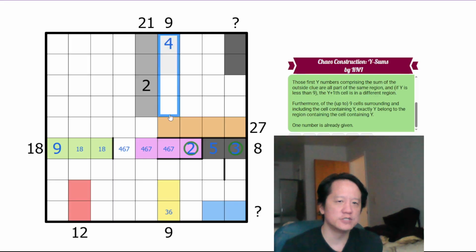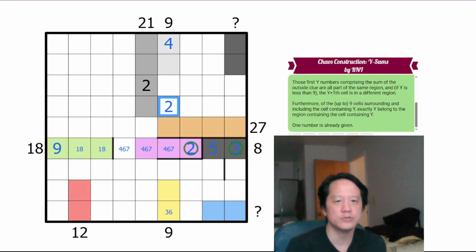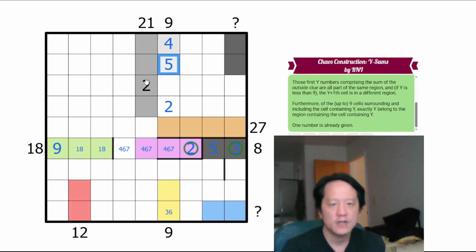For 3 digits to add up to 9, it would be 432. But then it would have to be pointing to 3, which is not possible. So this 4 must be pointing to 2 here. This is 4 and 5. This is a Y.